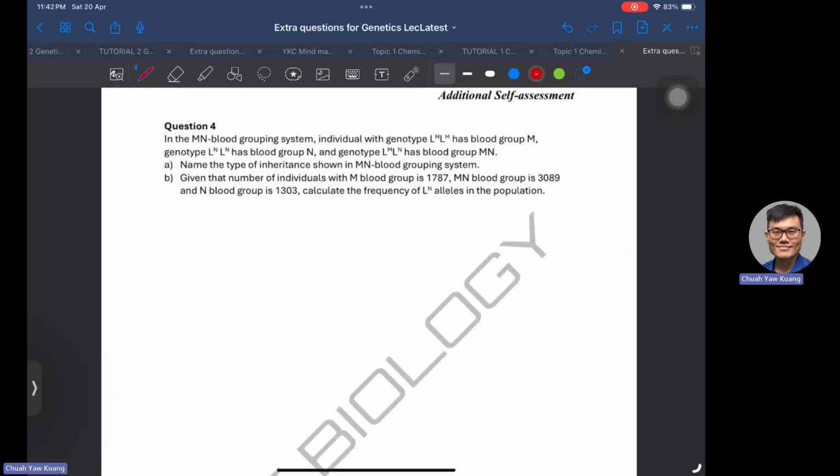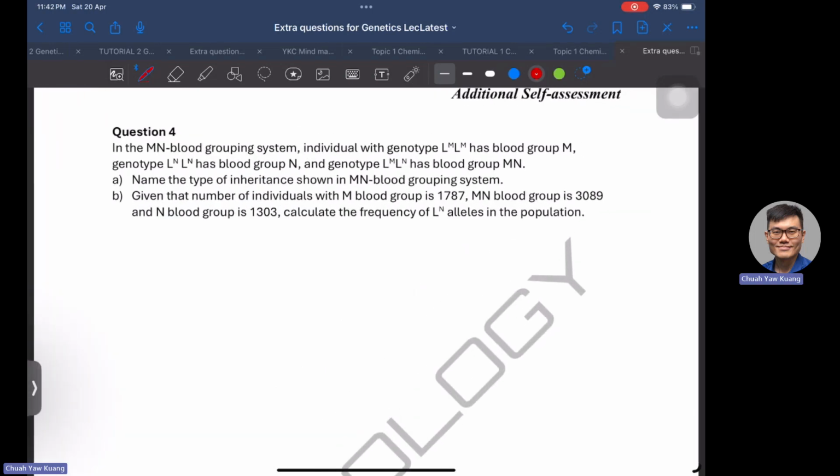Question number 4 is on the blood grouping system. According to the question, if the individual has the genotype homozygous M, then it will have group M. If it is homozygous N, then it will have group N. But if it is heterozygous M and N, then it will be group MN. Based on this, we can easily see that this is co-dominant.